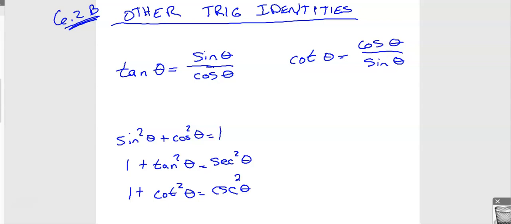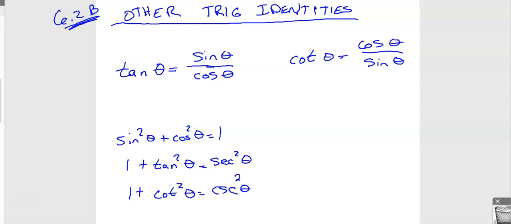All right, this is 6.2, part B. So this is the second part of this lesson. If you haven't watched part A, go back and watch part A of trig functions. So here we have other trig identities. Some of these may be brand new to you.